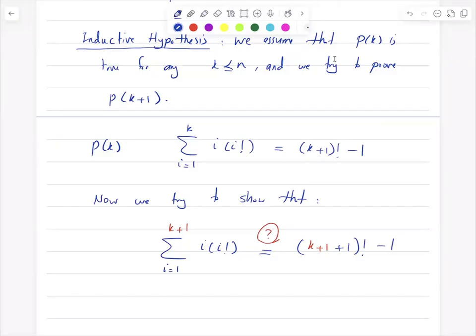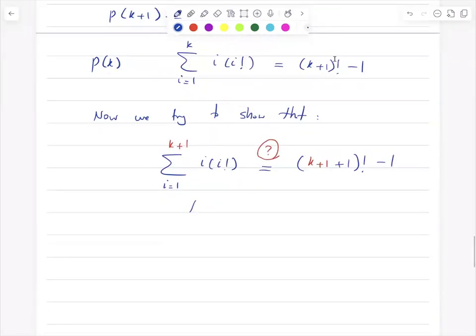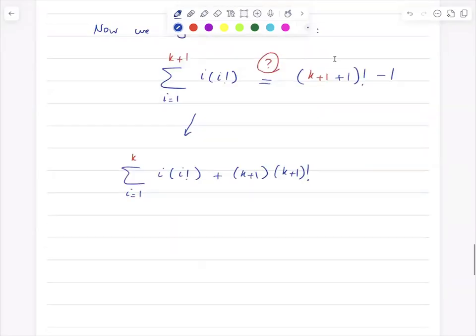Okay. On the left-hand side, I'm going to break this down into a smaller portion. I'm going to write the left-hand side as the summation of i starts from 1, goes to k, of i times i factorial, plus the last term. My last term is k plus 1 times k plus 1 factorial. This is my left-hand side. I'm going to simplify the left-hand side and show that it is indeed equal to the right-hand side. But bear with me.